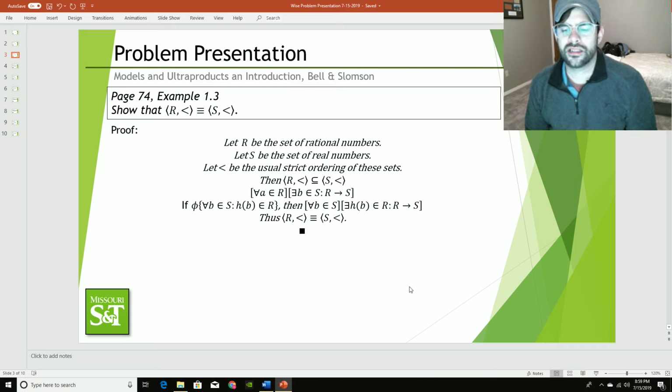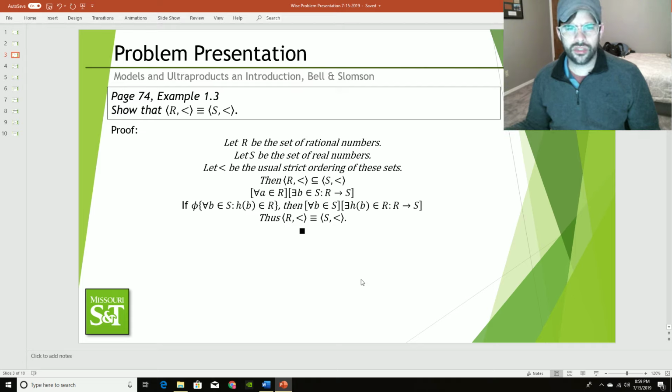This is kind of strange because the set of rational numbers is countable or denumerable, but the set of real numbers is not. There's a couple of proofs out there for that. I won't go into it, but in my mind, that's kind of funny to think about. So anyway, here's the proof for this.